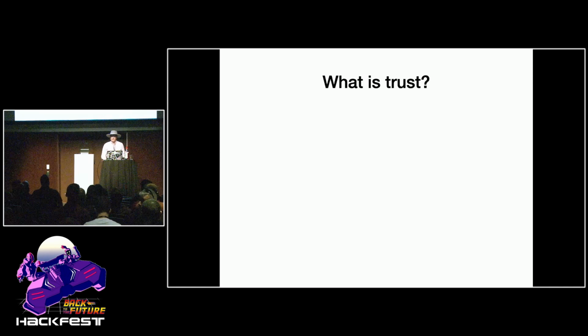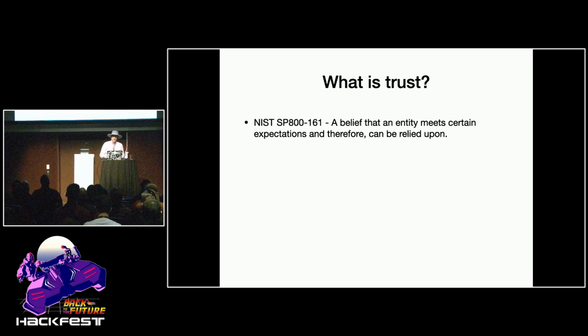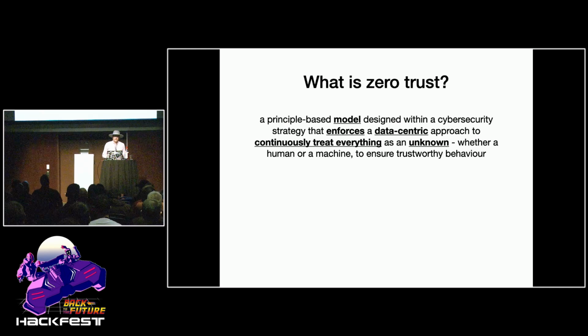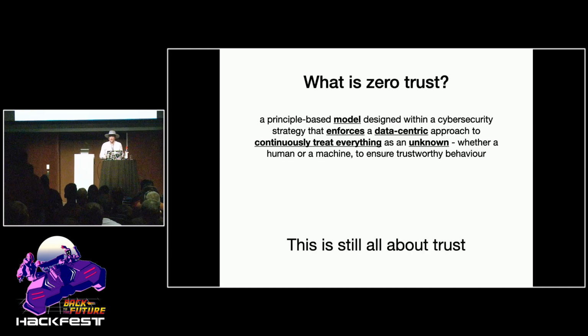So, what is trust? According to this special publication, 800-161, it's a belief that an entity meets certain expectations and therefore can be relied upon. It's also a noun, assured reliance on character, ability, strength, or truth of someone or something. Or a verb, to hope or expect confidentiality. So what is zero trust? It's a principle-based model, an idea, designed within a cybersecurity strategy that enforces a data-centric approach to continuously treat everything, so by always protecting data, whether a human, machine, or other entity, to ensure trustworthy behaviors. But this is still all about trust. It's about developing where trust is and what you expect you're going to trust and what you're willing to trust as you go through this model.